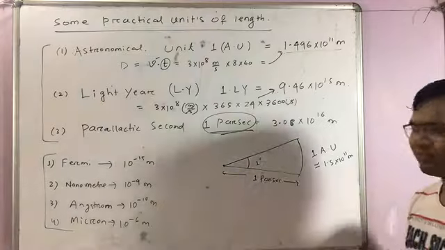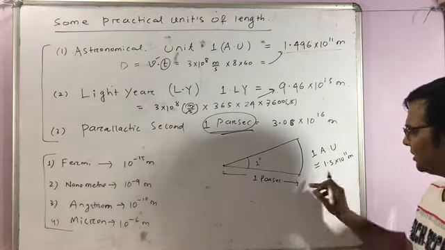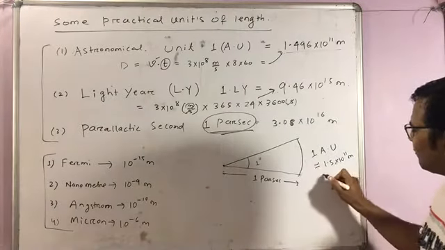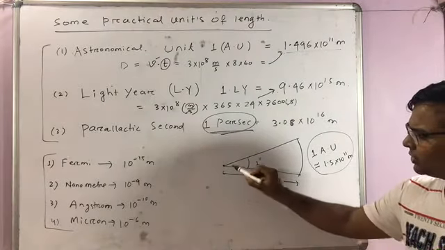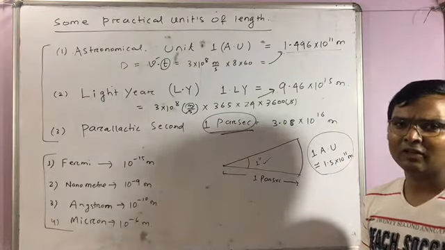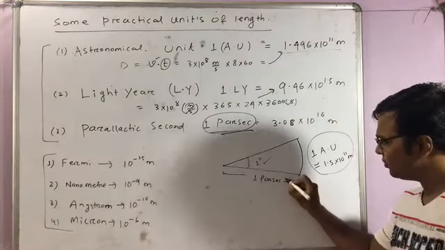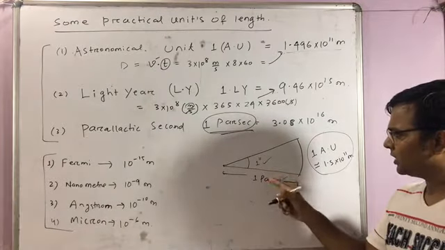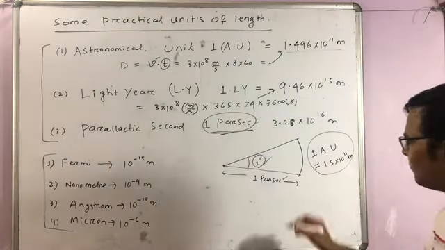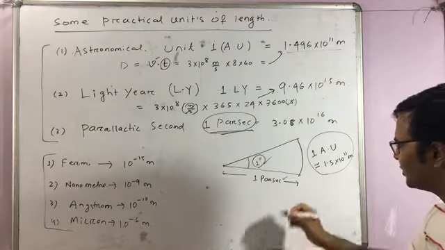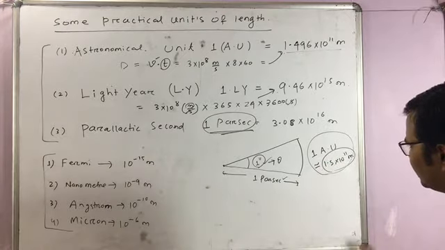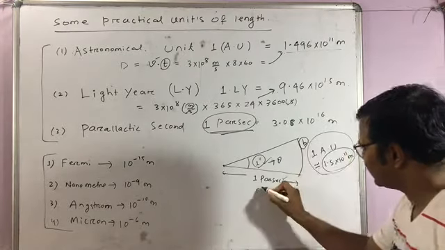Clear? So we can define it. It is nothing but the distance at which one arc of 1 astronomical unit subtends an angle of 1 second at your eye. That distance is called your parsec. Since this angle is small, we can use the parallax method to find out this value. This 1 second will be your theta. 1 astronomical unit is this much. This is your arc, which is your basis B, and this is your D.